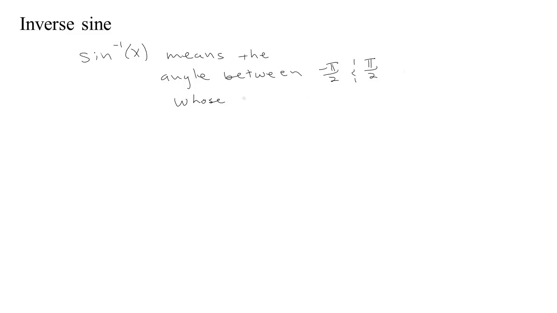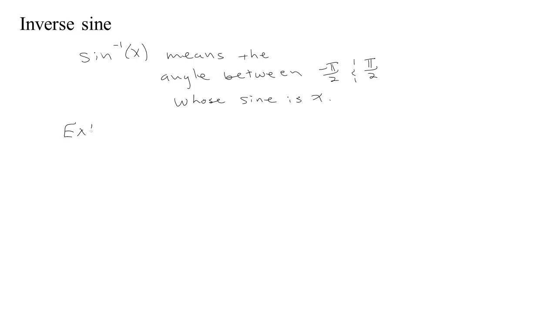So when we see the inverse sine of x, that means an angle, right? Because sine takes an angle and gives a number. The inverse sine will take a number and give us an angle. So it means a particular angle. It means the angle between minus pi/2 and pi/2 whose sine is that given number x.